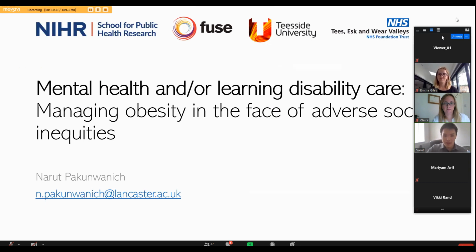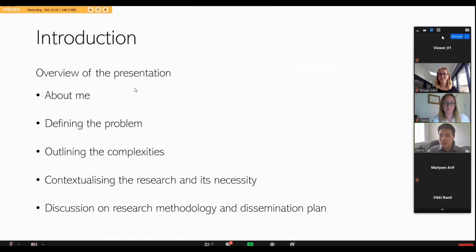So the overview of the presentation. I'll talk a little bit about me very briefly, and then I will do the problem that we're facing with obesity, outlining a few of the complexities, especially in the context of mental health and learning disabilities, and then also have a bit of a discussion on the research methodology we're using, dissemination plan, and since we've actually done most of the data analysis now, I'll just chip in a few of those things just at the end.